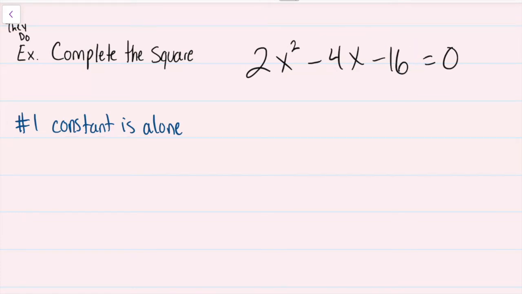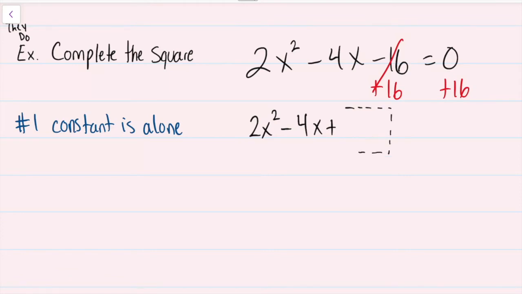How do we leave it alone? Simple. You're going to add a 16 just to leave it alone. So we're left with 2x squared minus 4x. And because we're completing the square, we're going to put a square here, because we're completing that square, equals 16. Now, that was step number one. Constant has to be alone.